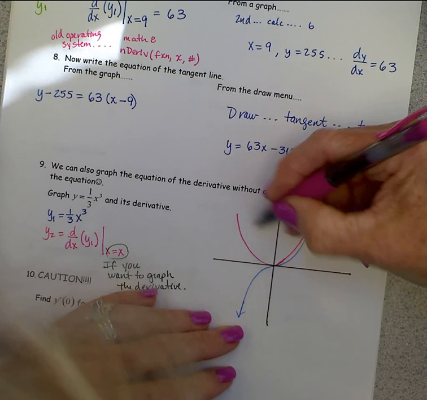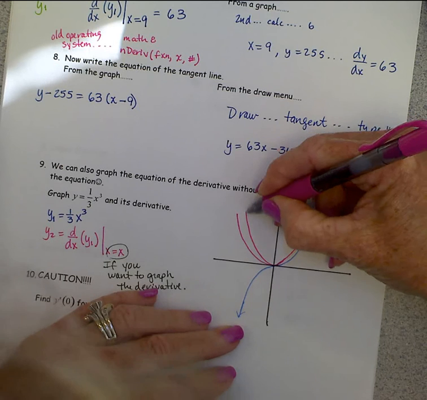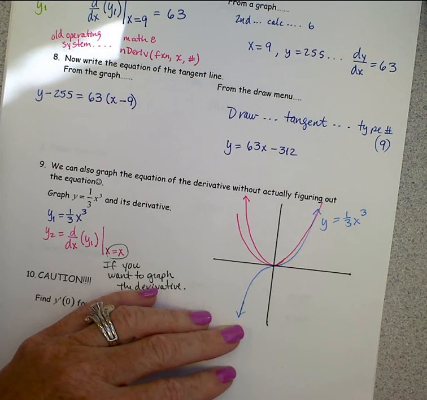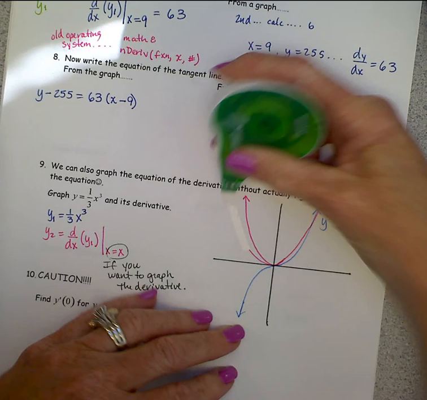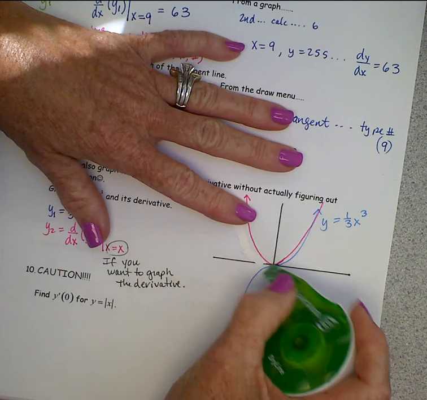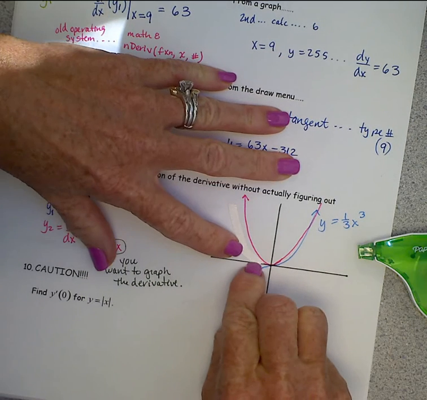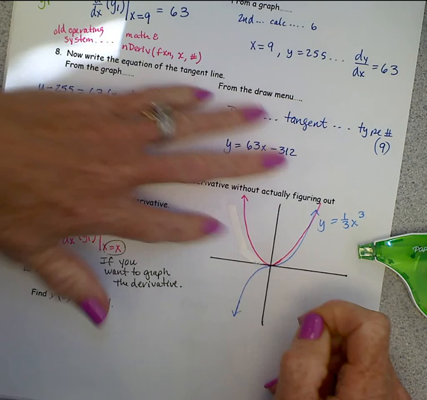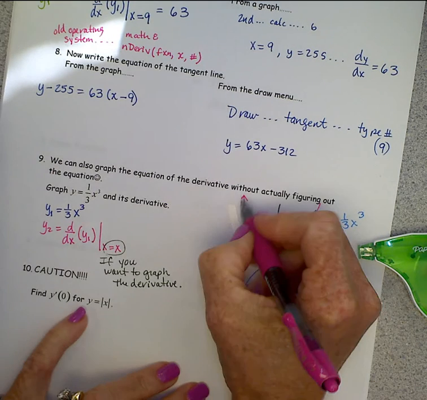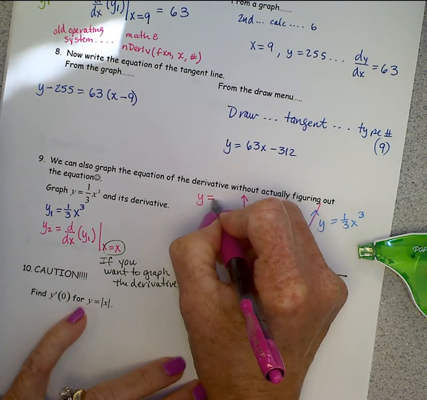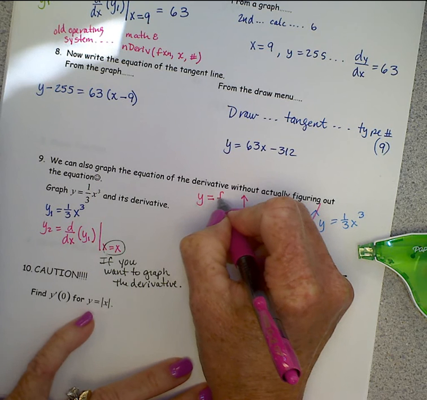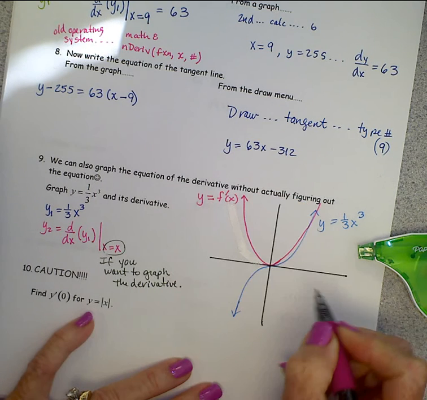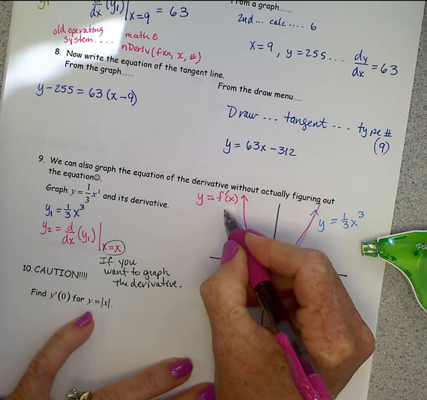Oops, that was too wide. I'm going to have to clean that up. That one goes like that. Okay, this pink one is y equals f prime of x. That's f of x, that's f prime, that's the derivative.